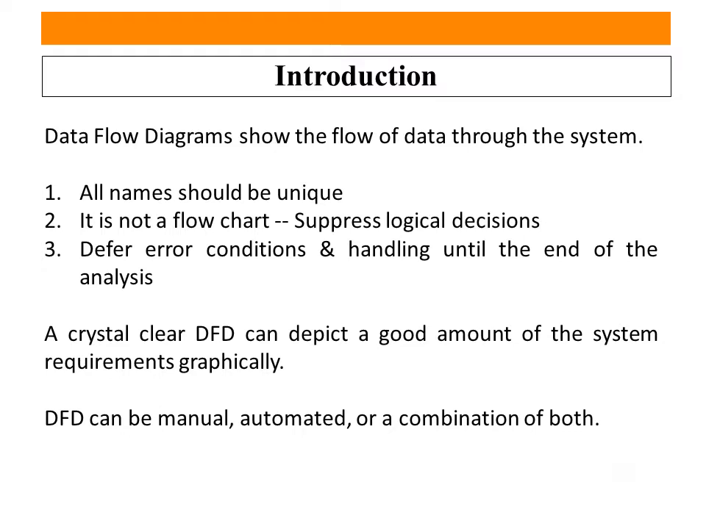In data flow diagrams we have to just present a flow of data, but in a flow chart we have to combine or compare the conditions as well. So this is the difference, where DFDs suppress logical decisions. Logical decisions are not mentioned in DFDs. For example, there are two variables A and B, and if A is greater than B, this is a condition. This type of condition is not mentioned in the DFDs.